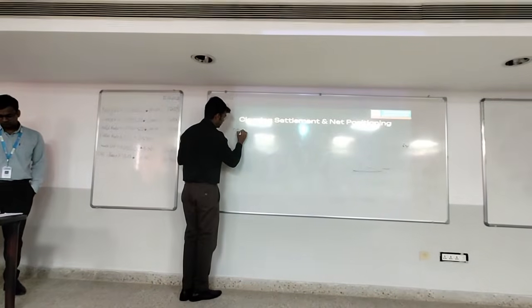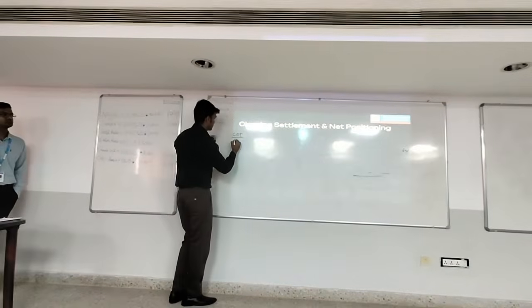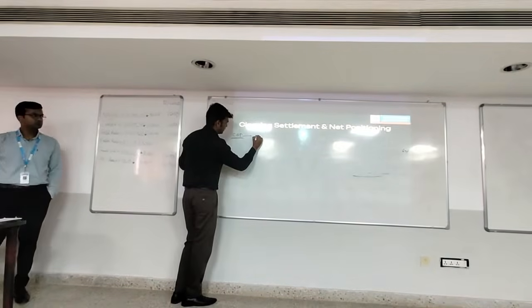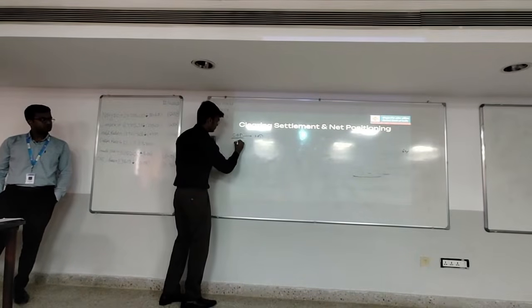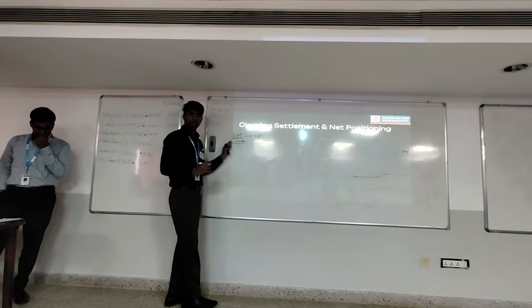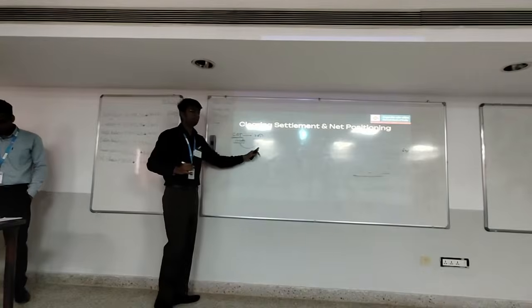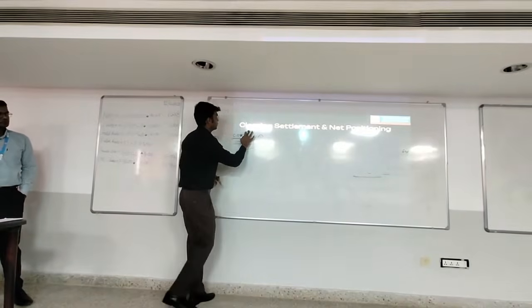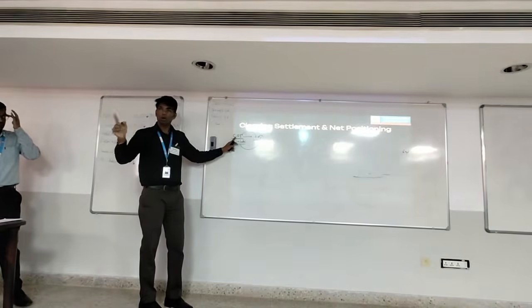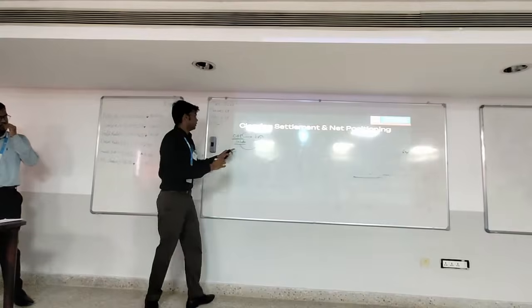Suppose CBI gave checks to the SBI, 10 lakh of checks. It is giving to the SBI. Now for CBI it is outward clearing. For SBI it is inward clearing.